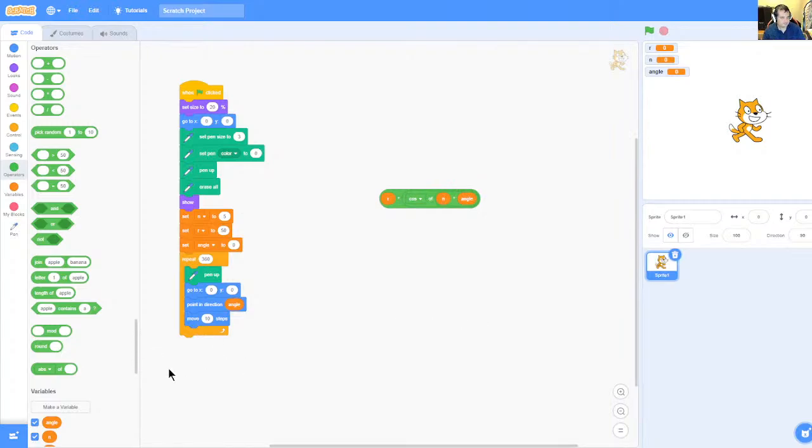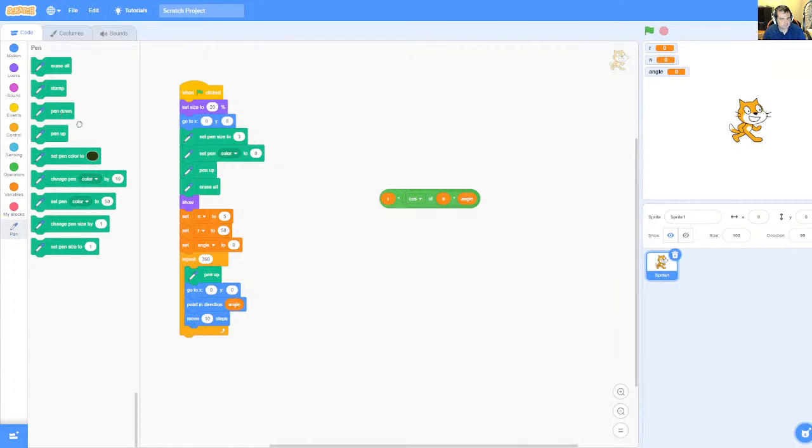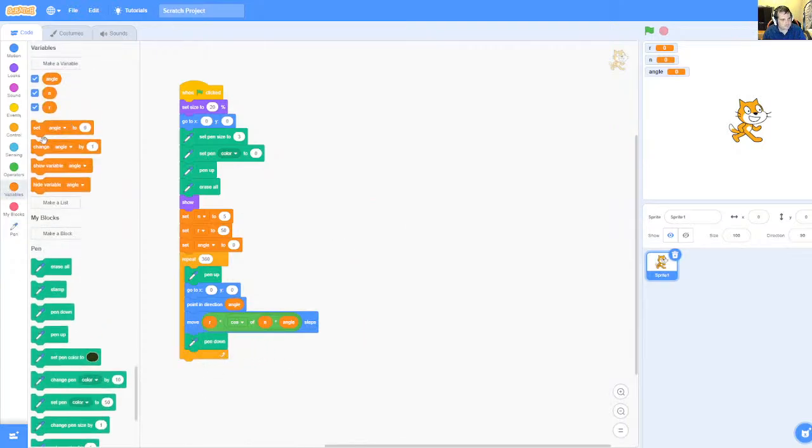All right. And then once we get out there, let's go and put our pen down. Oh, I need to put this in here. Put our pen down. And then we're going to change our angle by 1. So now if I push this button, if I did everything right, yeah. Going around a circle, and I got 5.